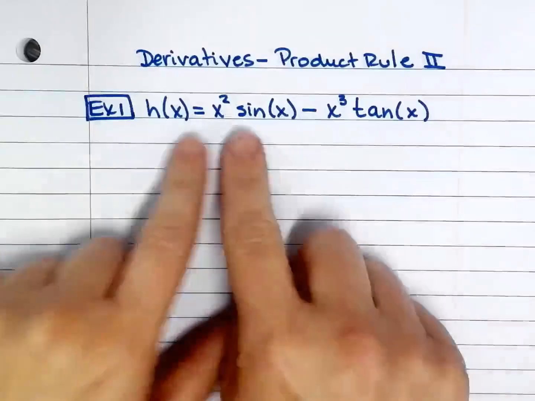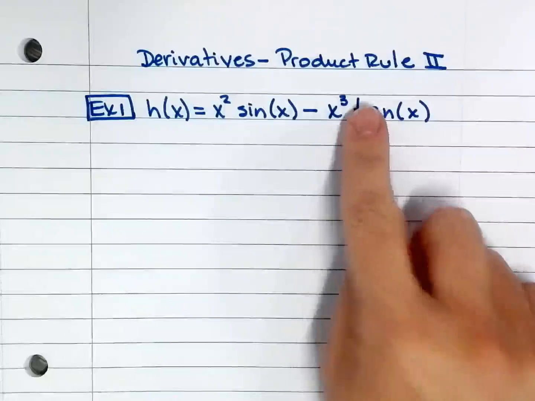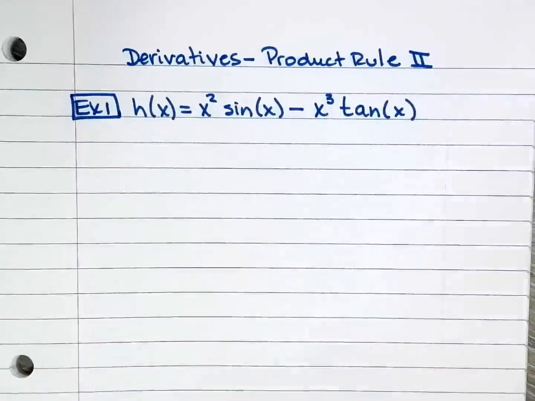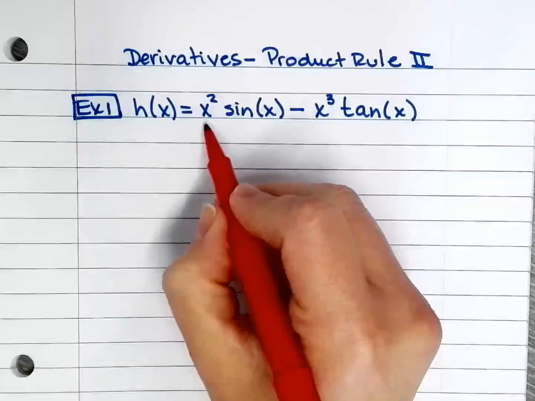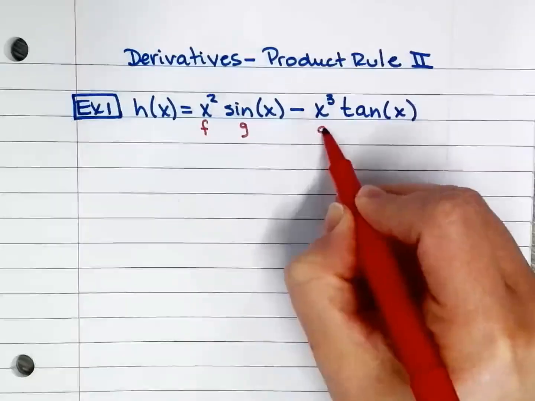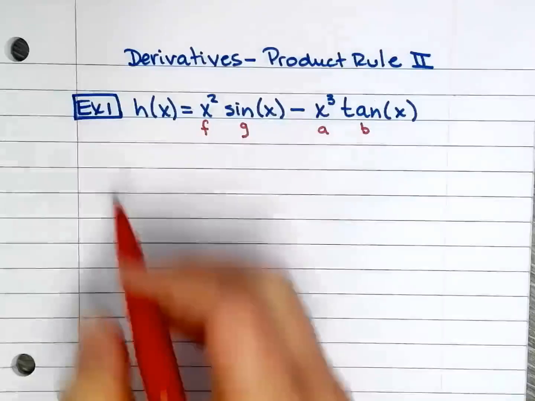So now notice that I'm going to need a product rule here, and I'm going to need a product rule here. So just because we're here, I'm going to label my functions 4 different letters. So this is going to be function f, function g, function a, function b. You can call whatever names you want. You can even number them. It doesn't matter to me.